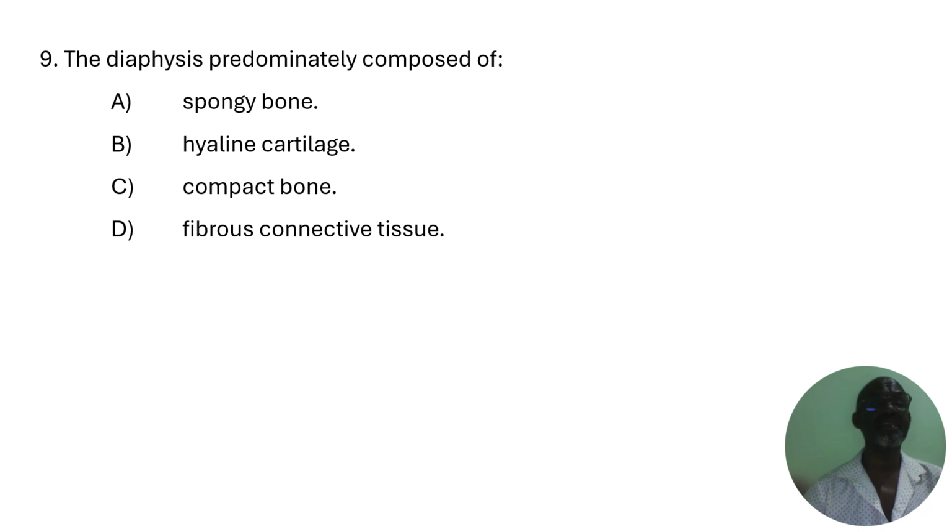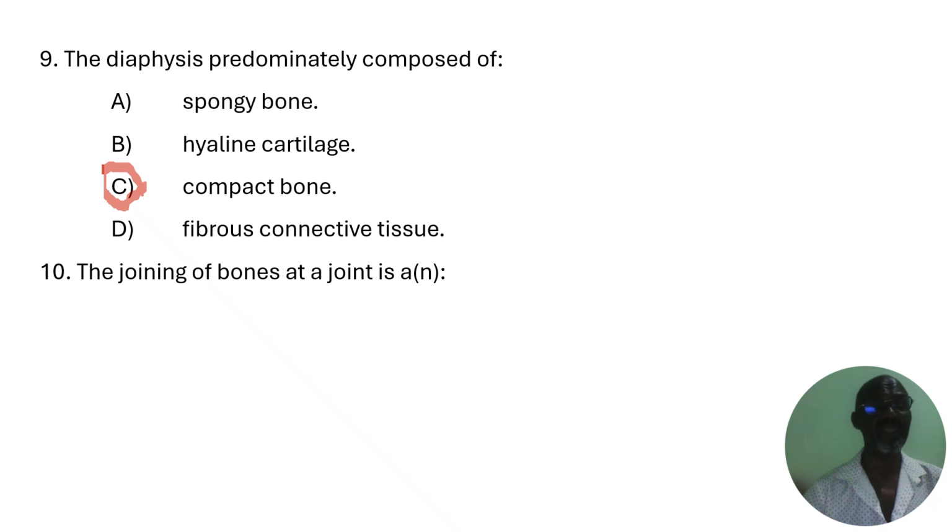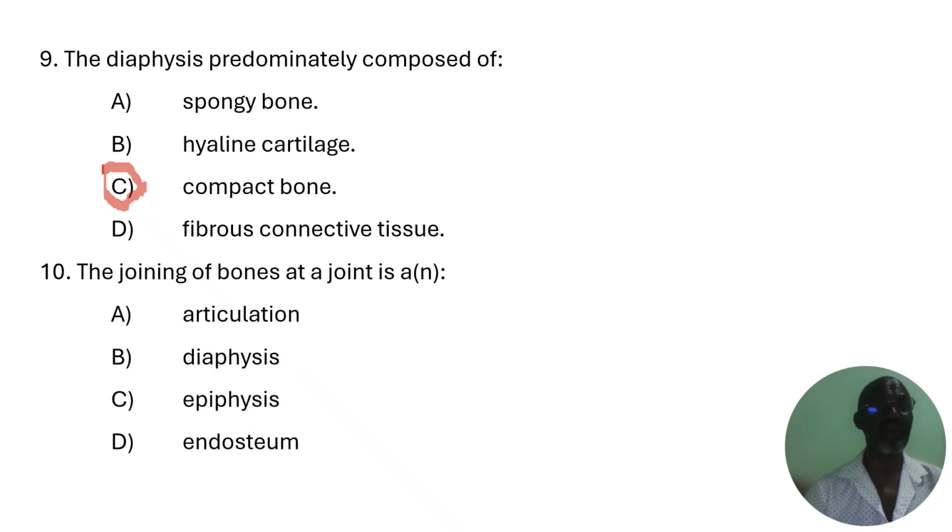The diaphysis is the middle body part of long bones. It's predominantly compact bone. Diaphysis, externally from the outside, compact bone. Question number 10. The joining of bones at a joint is called articulation. The other term for joint is articulation.